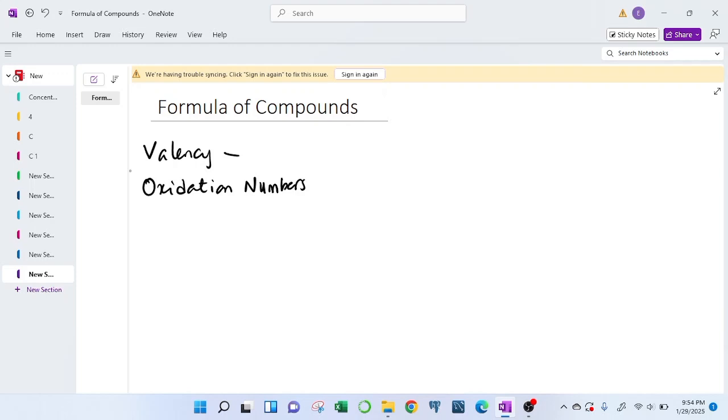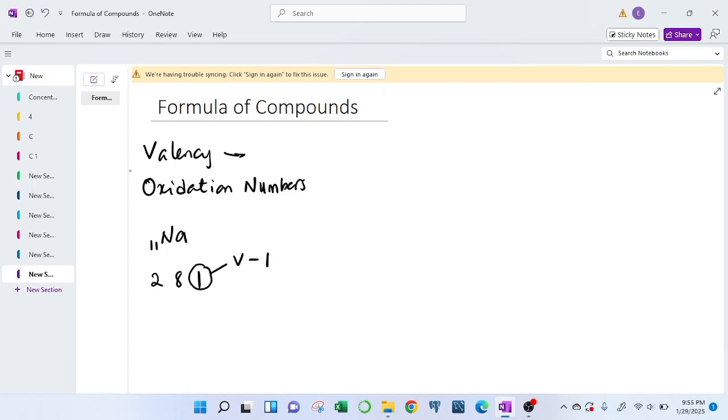What is valency? Valency is the number of electrons in the outermost shell of an atom. An example, let us use sodium. Atomic number 11. The configuration is 2, 8, 1. What is the number of electrons in the outermost shell? It is 1. So therefore, the valency is 1.